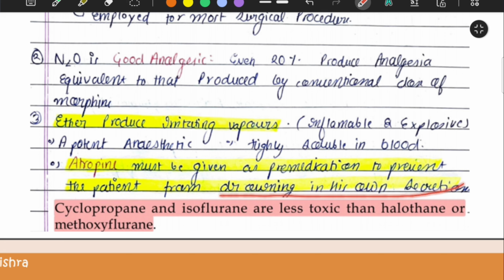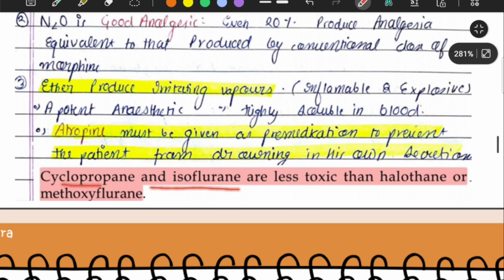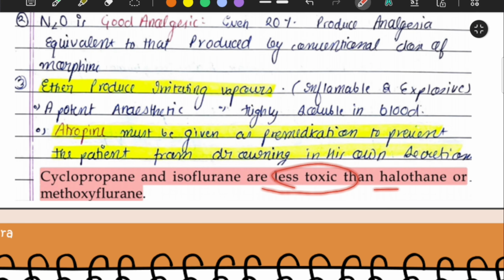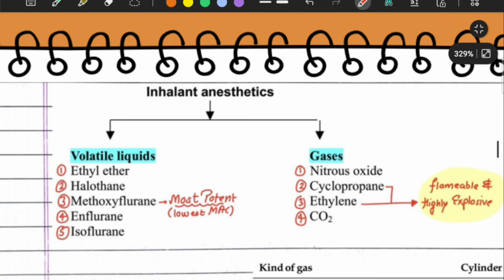The patient from drowning in its own secretion, because the inhalant anesthetics lead to what? Production of the secretion throughout the respiratory tract. Now, if we talk about cyclopropane and isoflurane, these are less toxic as compared to halothane or methoxyflurane. Now, this is the classification of the inhalant anesthetics, which is the volatile liquid and the gaseous anesthesia.